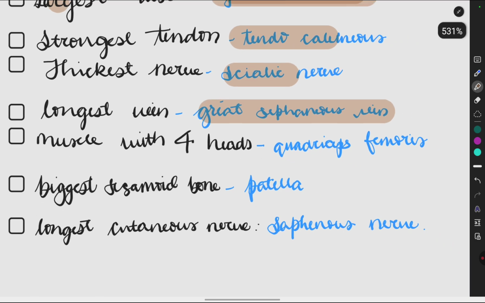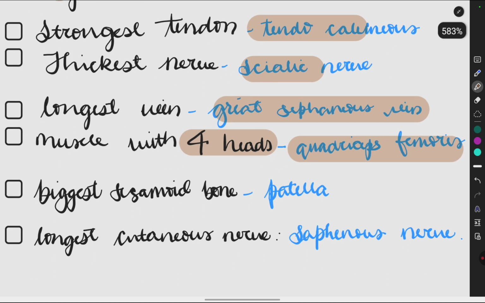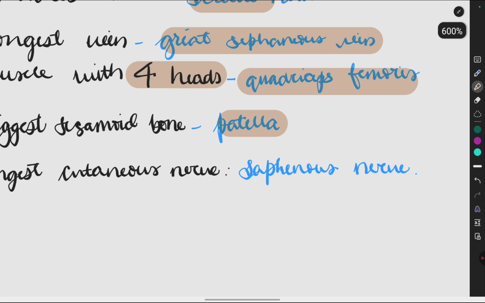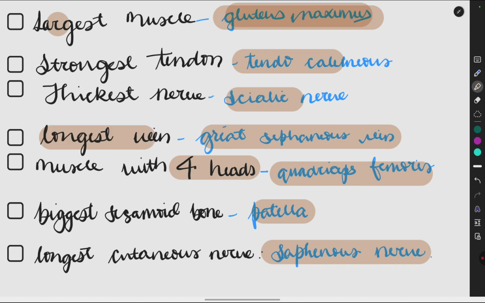So the muscles with 4 heads. Okay, in the upper limb we have muscles with 2 heads, that is biceps muscle, and the muscle with 3 heads, that is the triceps muscle. But in the lower limb we also have a muscle that is made up of 4 heads, that is the quadriceps femoris muscle. And the biggest sesamoid bone, as I already mentioned, is the patella bone that makes the kneecap. And the longest cutaneous nerve is the saphenous nerve. It is the longest cutaneous nerve, and the longest vein is the great saphenous vein.